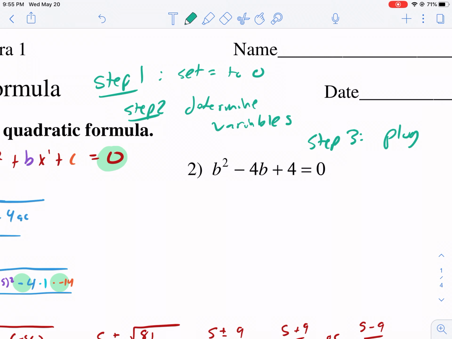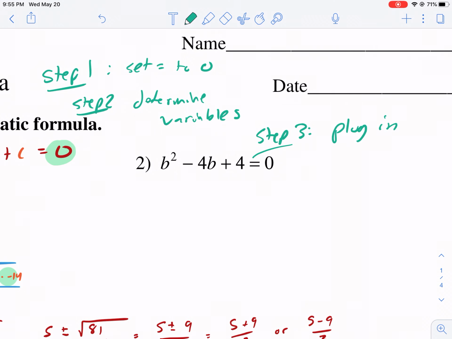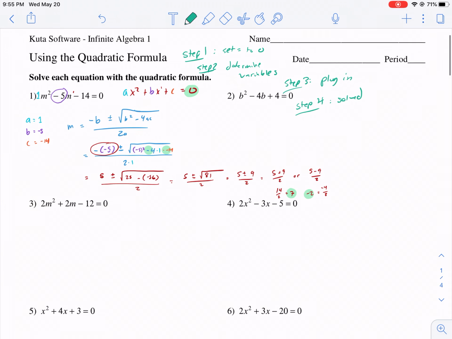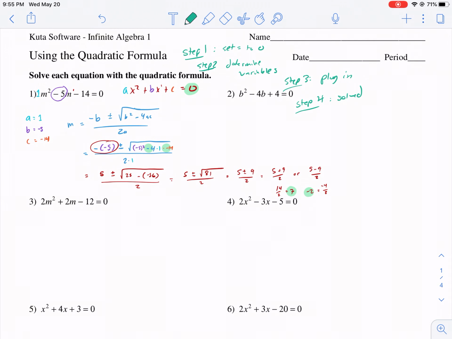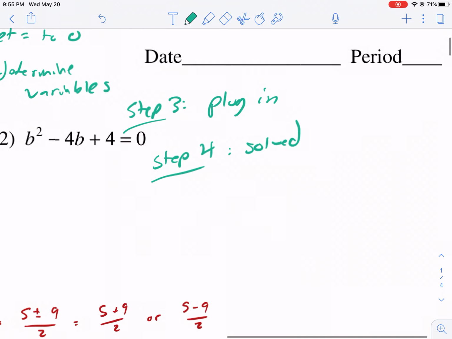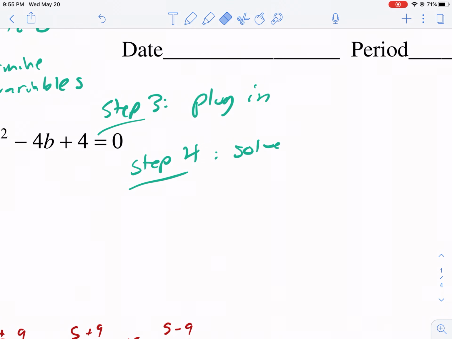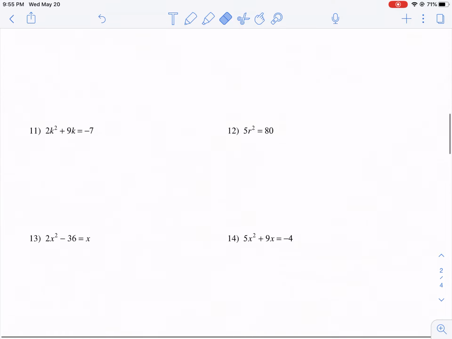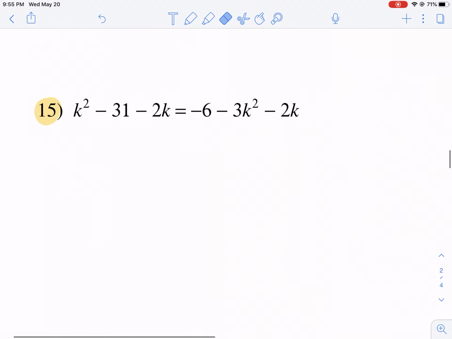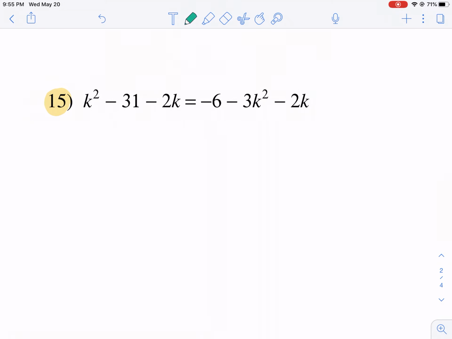And then what was the last thing we did? Come on, go ahead and say it. Don't be shy. We solved. Okay, I hope you said that. So step 1, set equals 0. Step 2, determine variables. Step 3, plug in. Step 4, not solved. Solve. Sorry, I know I'm not an English teacher, but still, it's important. You'll be writing more emails in your life than probably doing math problems in quadratic formula, that's for sure.